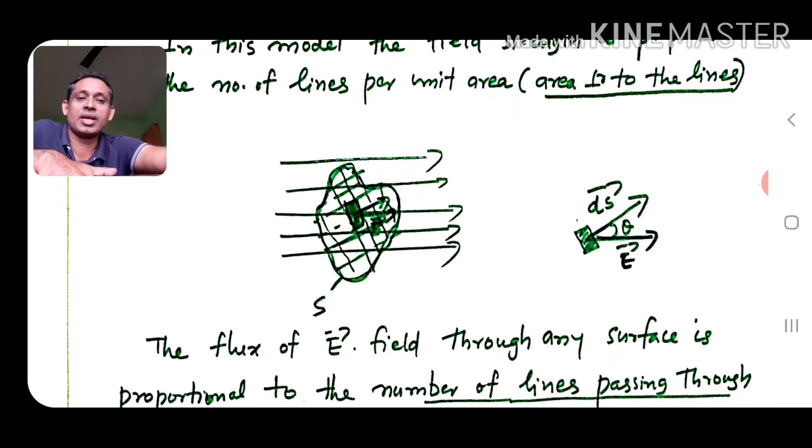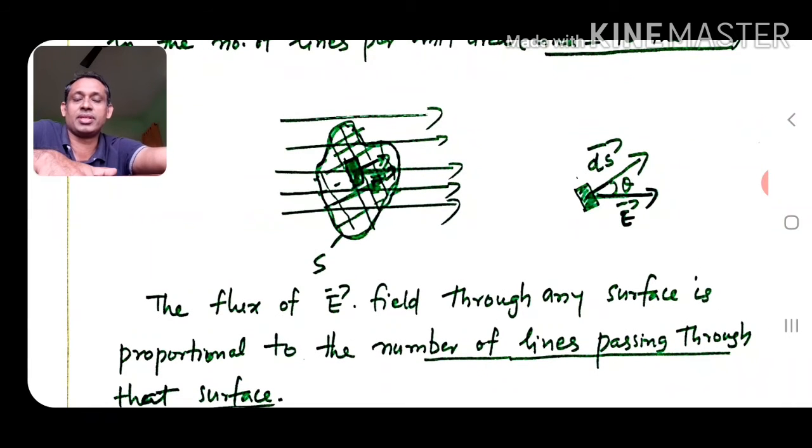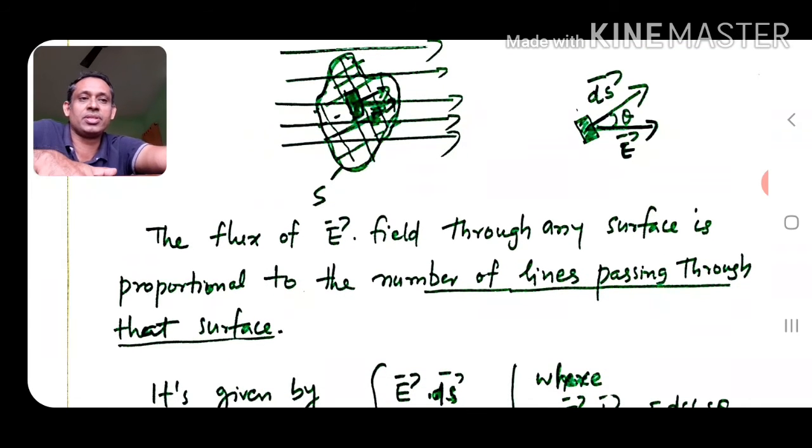And the number of field lines passing through unit area should be less where the field is weak. Actually, the number of lines to represent a field is something that we decide. That's why we say the flux of the electric field through any surface is proportional to the number of lines passing through that surface. In some books you can see that the flux is the number of lines passing through that surface. Both ways are correct.